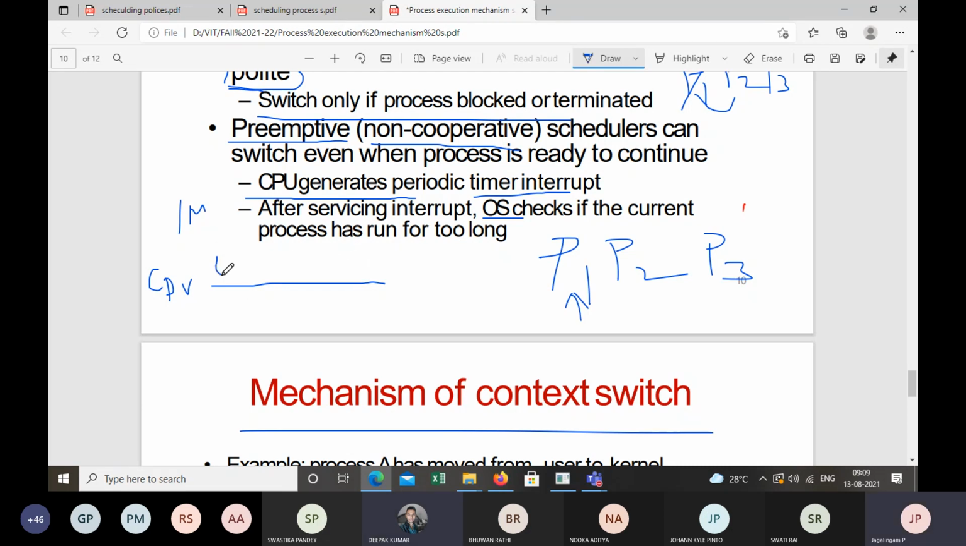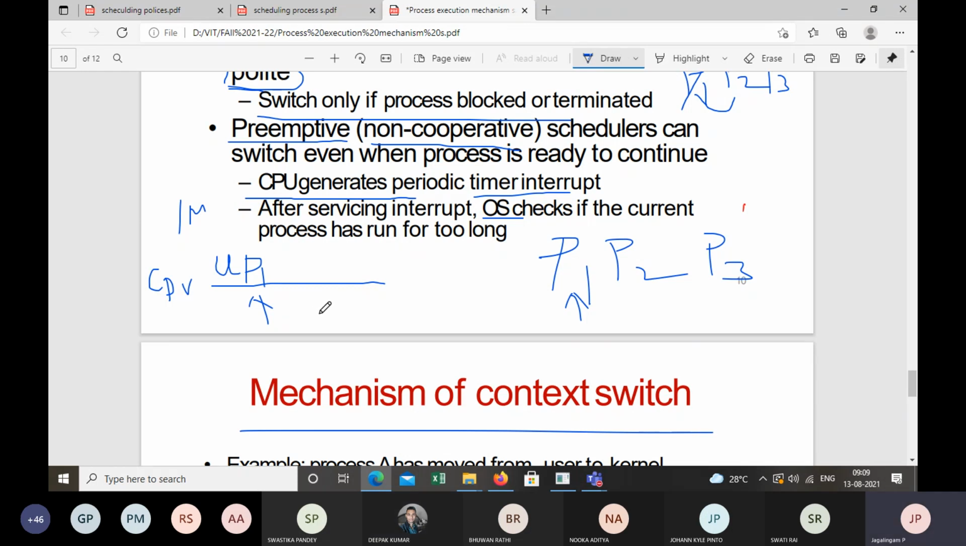Now you have a user process P1. This process is ready to run. It is not blocked. It is not terminated. But the operating system can say that you have run for too long, let me go and switch to some other process.